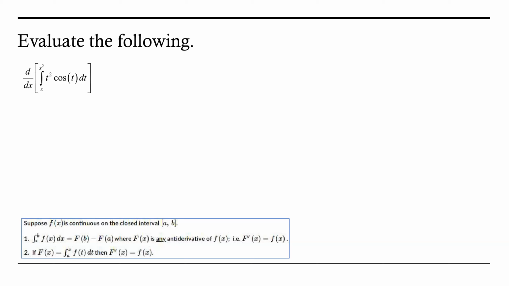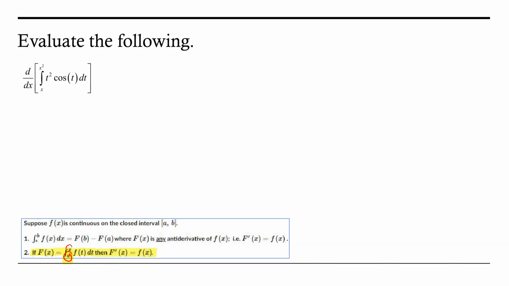Welcome. Let's take a look at evaluating the derivative of an integral where both limits of integration are defined by variables. Before we dig into this, I do want to remind us about the second part of the Fundamental Theorem of Calculus. So down here, if we have a function defined as an integral, and notice that this lower limit of integration is constant, and this upper limit of integration is a variable.